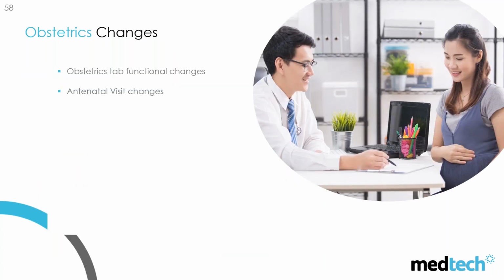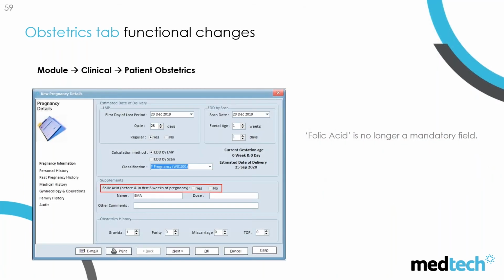Okay, so obstetrics changes. There's a couple there. I'm going to talk about the tab functionality and the antenatal visit changes. So obstetrics, some of the changes there to the tab. Users will now be able to save new pregnancy details, you can see it there highlighted, without capturing the folic acid details. That was obviously previously a mandatory field, so that's a change there. If you wanted the longhand version of that, it's under module clinical patient obstetrics.